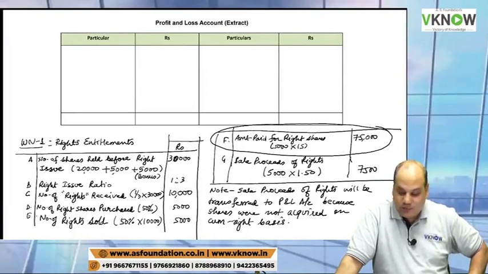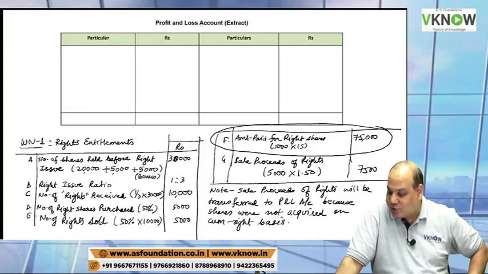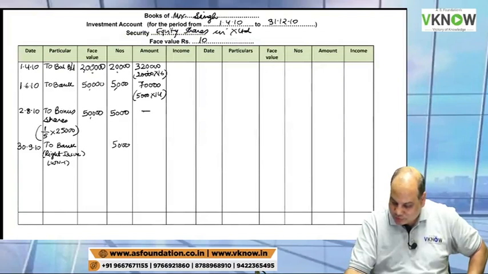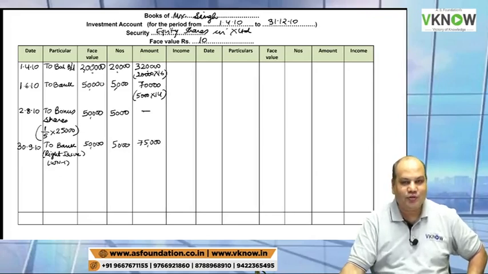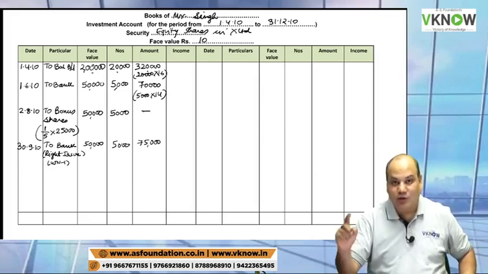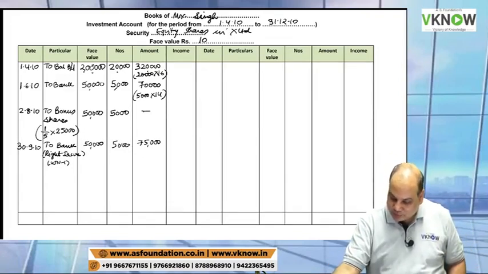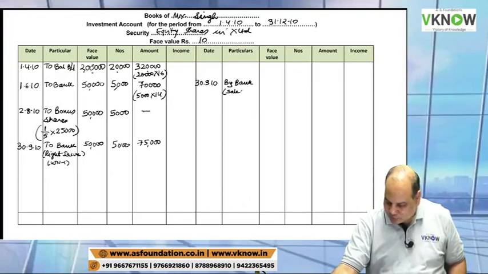So what is working note 1? We have 5,000 shares purchased for 75,000 rupees, face value 50,000, but we have also sold one right. So come to the credit side now. On the credit side you write down 30th September 10, by bank, sale of right.